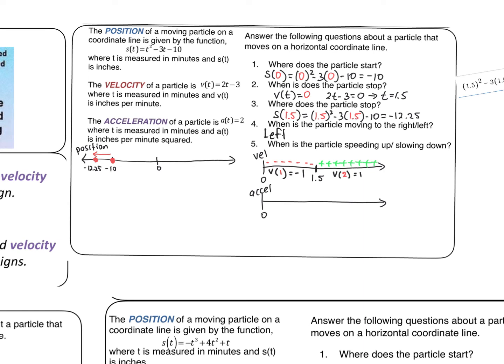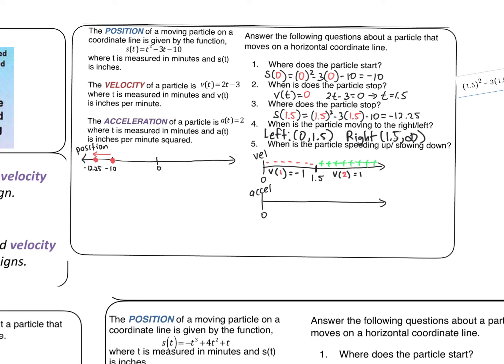The particle is moving to the left from the interval 0 to 1.5 minutes, and it's moving to the right from 1.5 to an infinite amount of minutes. So again, let's just take a look. From 0 to 1.5, it's moving to the left, which makes sense because we know that the particle is moving to the left in the position here. And it's moving to the right from 1.5 all the way to infinity.